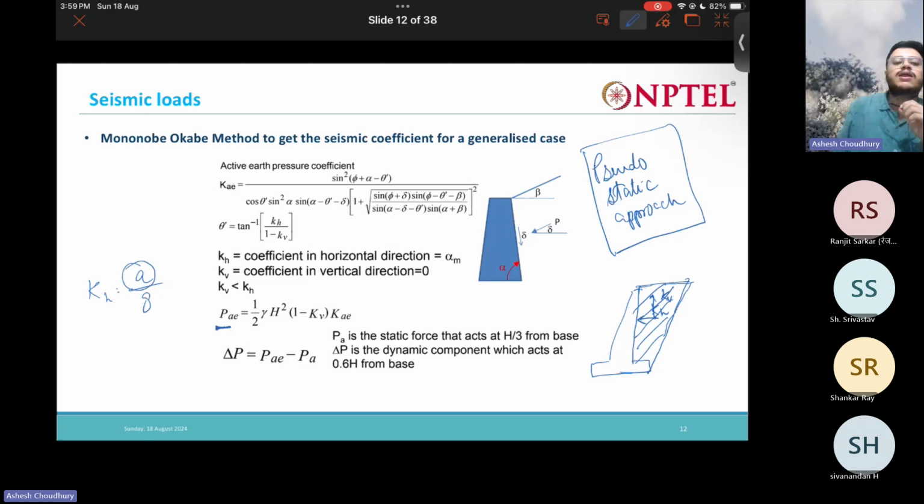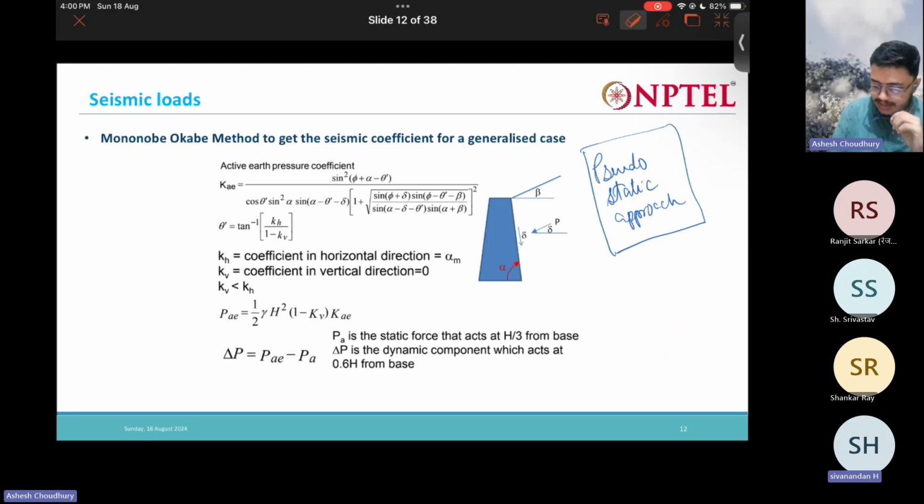A is nothing but the maximum acceleration that might come to that place, A by G. So this times gamma times KH gives the horizontal inertial load that is coming, and the same gamma times KV will give the destabilizing vertical load. You don't have to consider all these things, just for your knowledge I'm saying all this. At least you should know the term pseudostatic approach, and how all these things are developed.